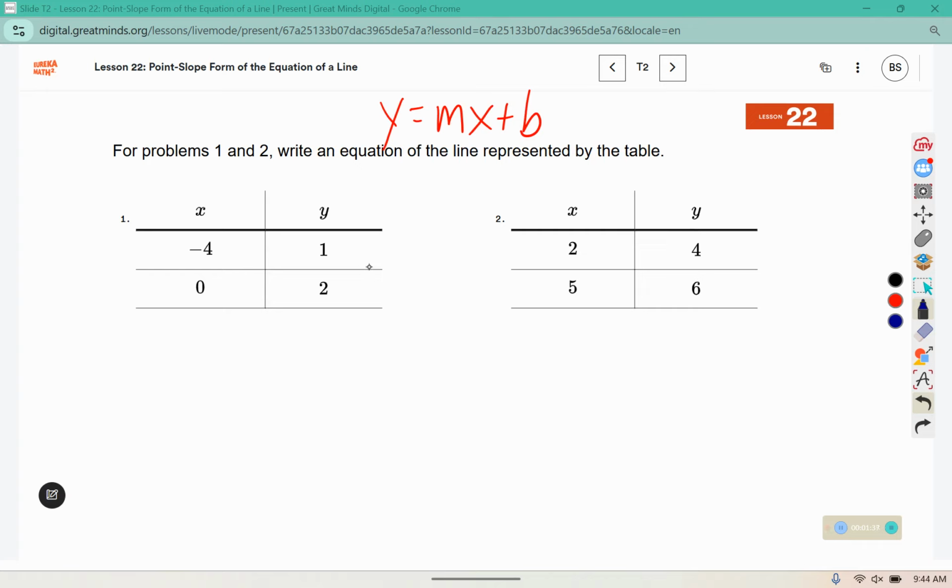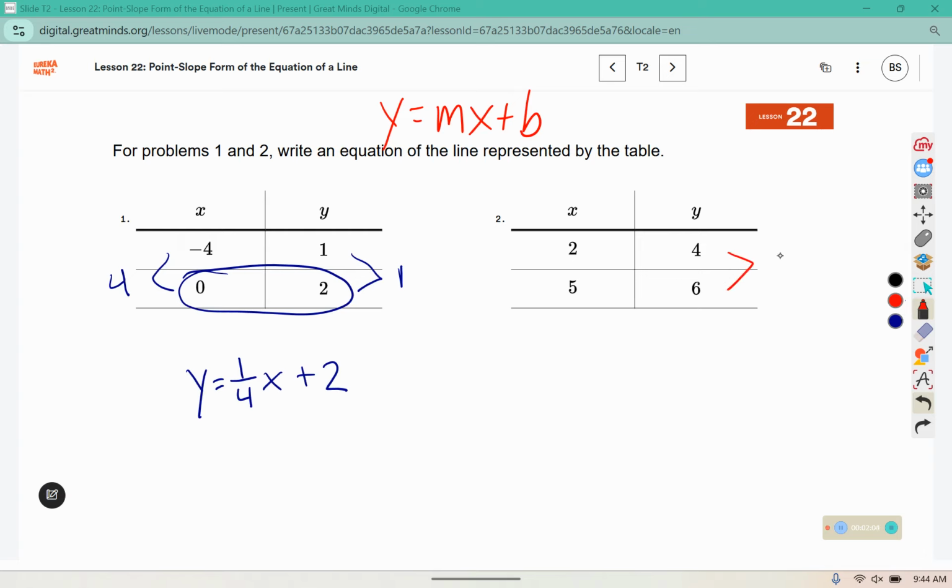So here, if we were to try and find the difference in the y values, 2 minus 1 is 1. 0 minus -4 would be 4. So the slope on this one is 1/4. And it crosses the y-axis at the point 0, 2.